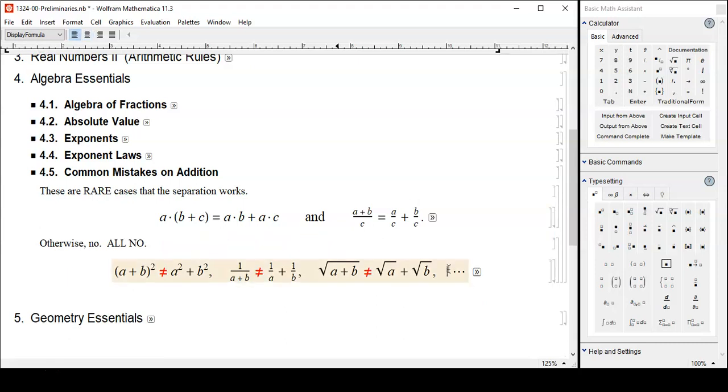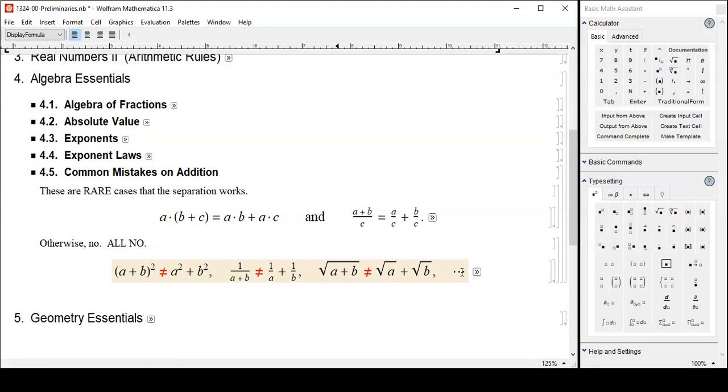Otherwise, oh no, look at this. A plus b squared is not equal to a squared plus b squared. You cannot separate it. 1 over a plus b is not equal to 1 over a plus 1 over b. You cannot separate the denominator. Square root of a plus b is not equal to square root of a plus square root of b, and so on and so forth. Examples abound. Oh no. This is one of the rare cases where you can separate the numerator.